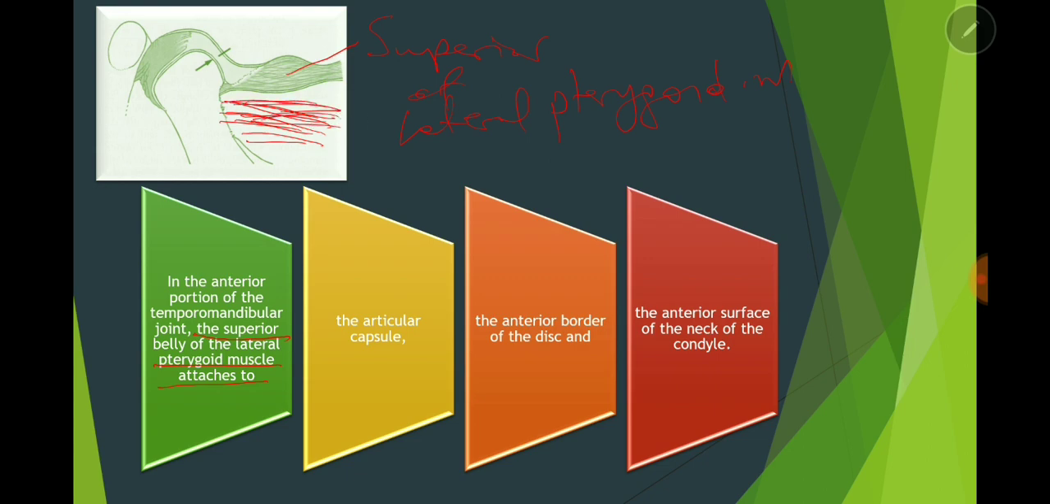Now the superior belly of the lateral pterygoid muscle attaches, number one, to the articular capsule, meaning attached to the disc. It also attaches to the anterior border of the disc and the anterior surface of the neck of the condyle. Make sure you know where the superior head of the lateral pterygoid muscle attaches.